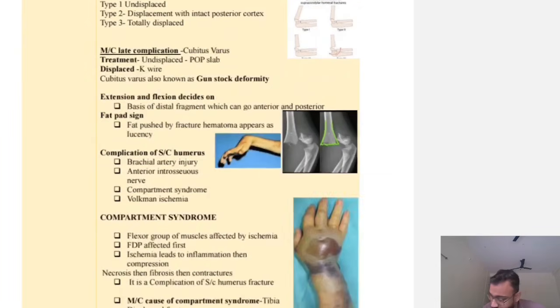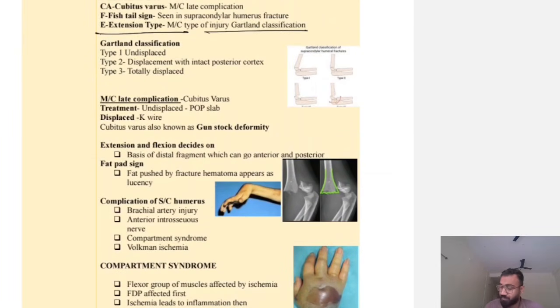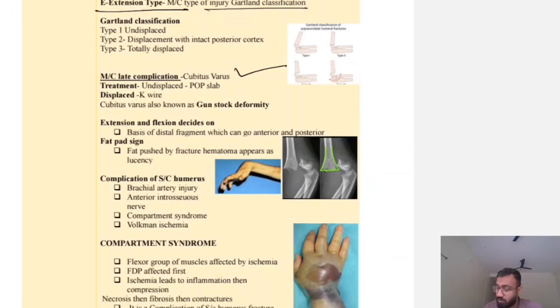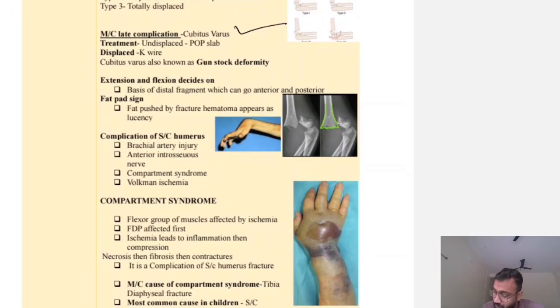Okay, now the most common late complication is cubitus varus. You have learned that cubitus valgus is seen in lateral condyle of humerus fractures. Cubitus varus is seen in supracondylar humerus fracture. Okay. Now treatment. So treatment, because fracture is undisplaced, you have to just apply a POP slab. And in case of displaced, then you have to reduce the fracture and fix it with K-wire. And cubitus varus patient will present with gunstock deformity.